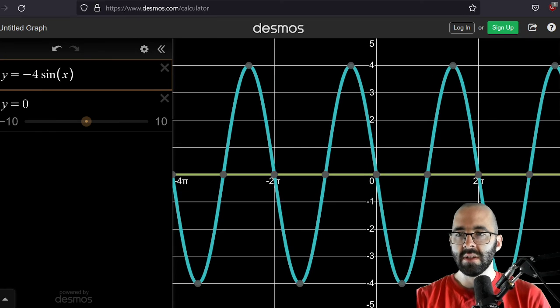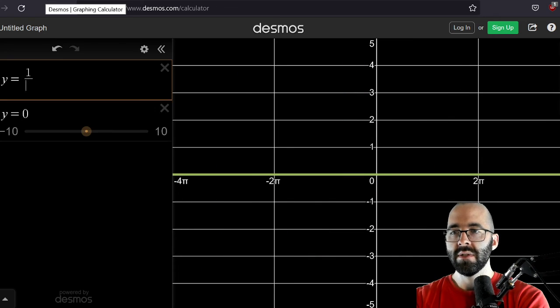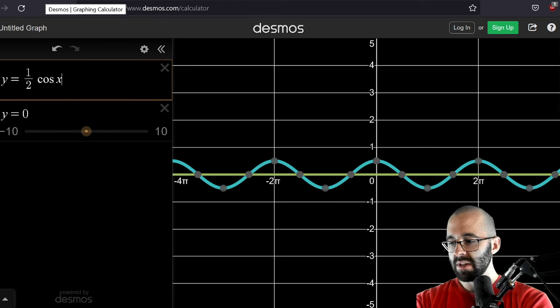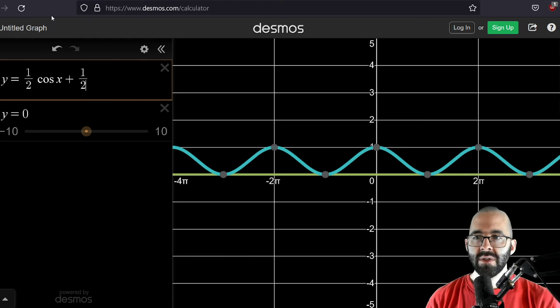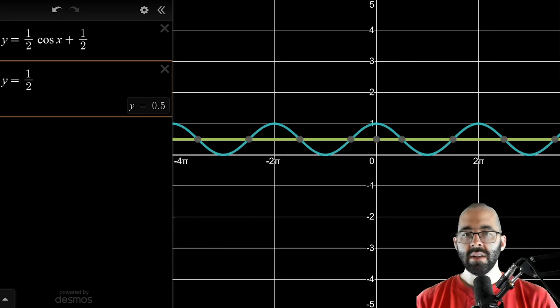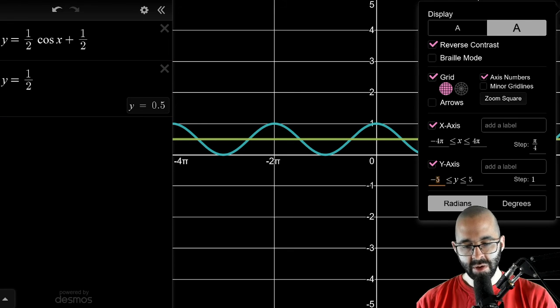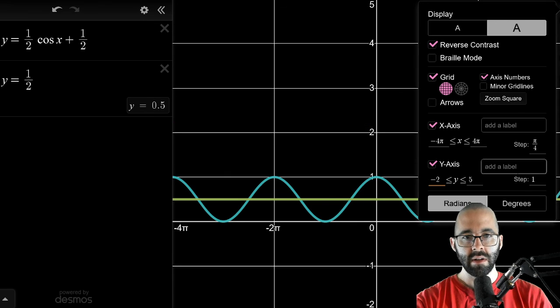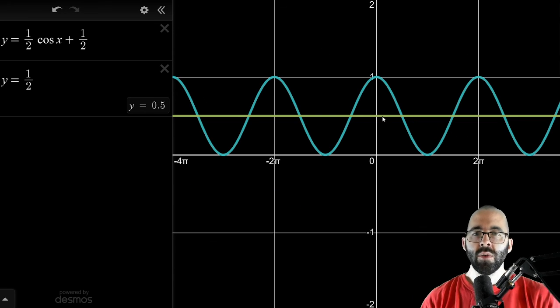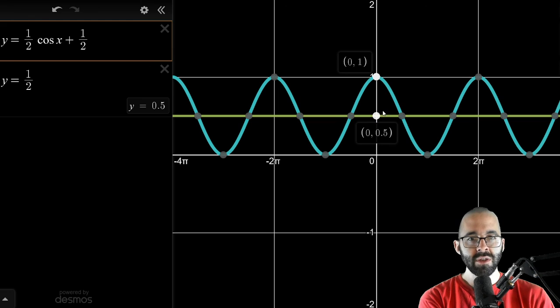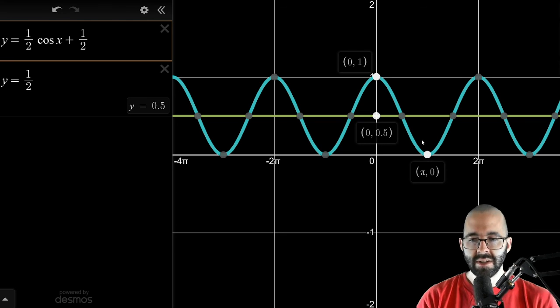Let's check our answers. Let's look at 1/2 cosine of x plus 1/2. This is the graph right here. We say our midline is 1/2. Good. That is the middle of the graph. And let's zoom in a little bit on the y-axis. What's the distance between the midline 1/2 and the top of the graph? This vertical distance is a distance of 1/2. What's the vertical distance here? 1/2 as well. So the amplitude is indeed 1/2. We're good to go.